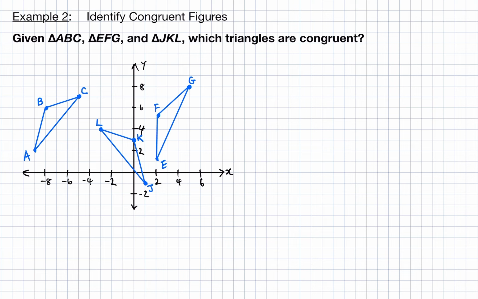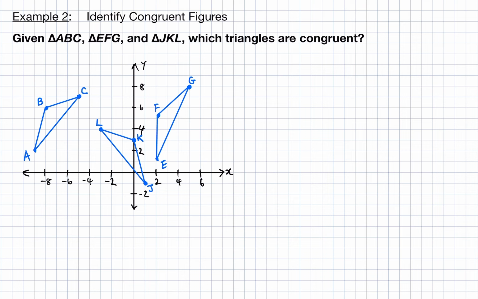Well, this one is a little bit more challenging, but here's what you can do. If we take a look at triangle ABC and compare one side, say side BC, to triangle EFG or triangle LKJ, we see that to go from B to C we have to go up 1 and then over 3. Here, we can't go up 1 and go up 3 to get to G. So that doesn't work.